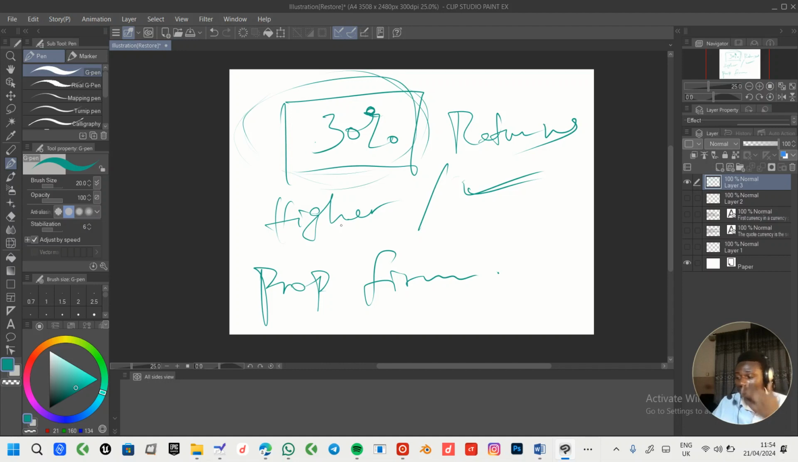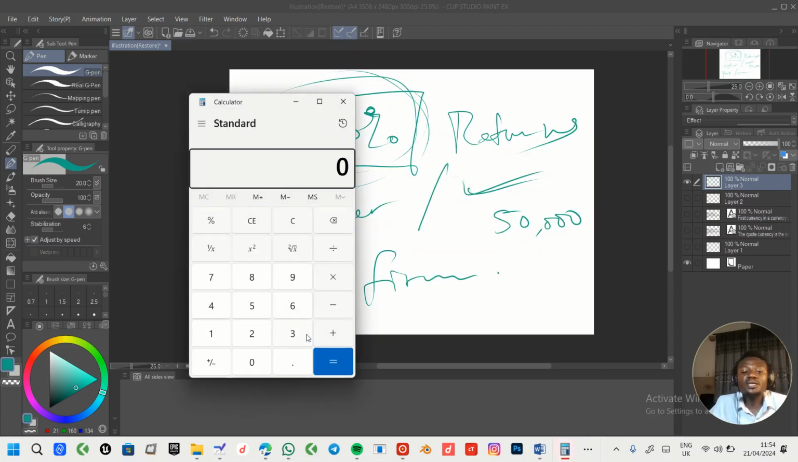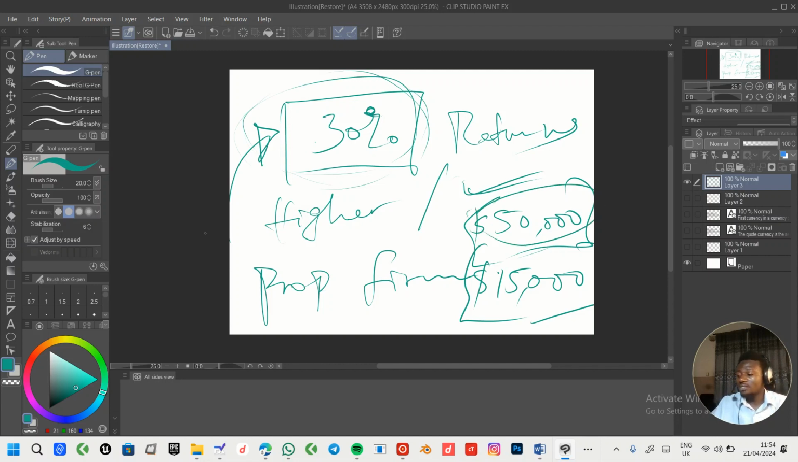You think 30% is small, that's why you want to double it. But imagine you are making 30% returns on an account of $50,000. Let's do the maths. What is 30% of $50,000? That's like $15,000, guys. Just $15,000 in a month. So you see, small is huge when your equity is huge.